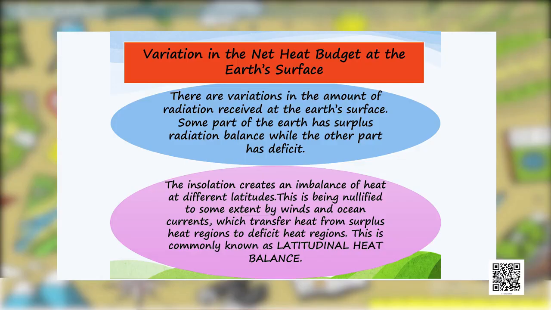After studying about the heat budget of the planet Earth, let's know more about latitudinal heat balance. Although the Earth as a whole maintains balance between incoming solar radiation and outgoing terrestrial radiation, this is not true when we observe at different latitudes. The amount of insolation received varies from latitude to latitude. Some parts of the Earth have a surplus radiation balance, while other parts have a deficit.